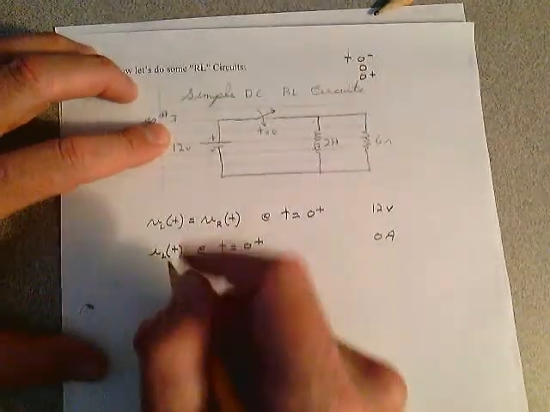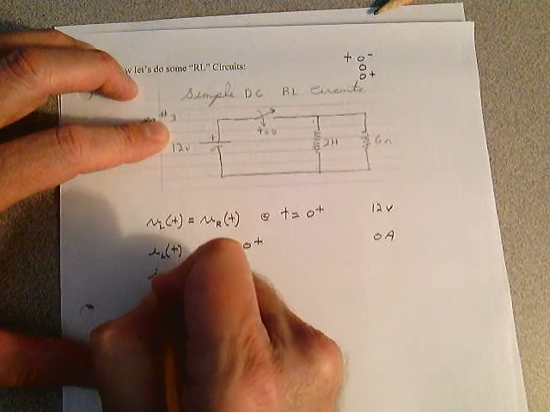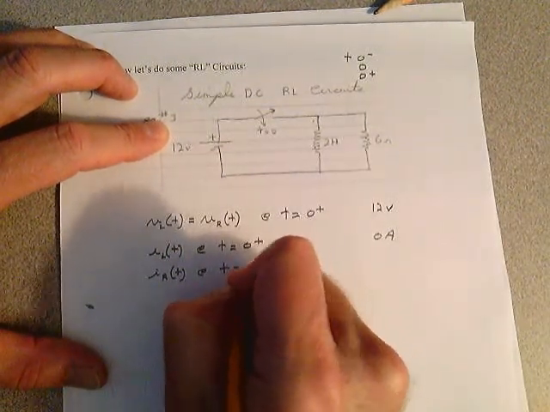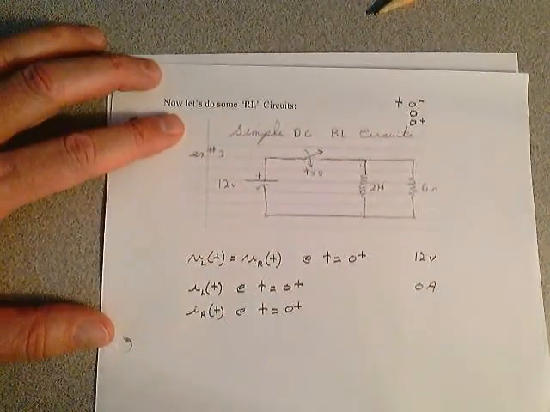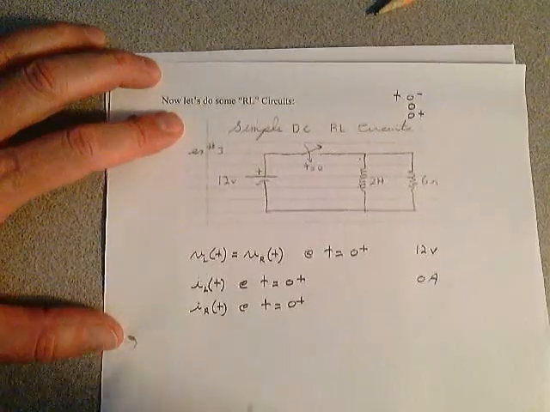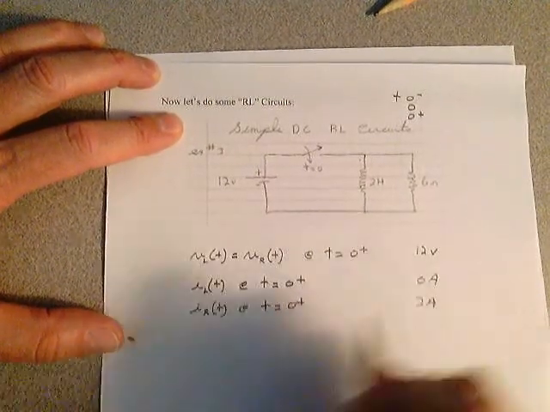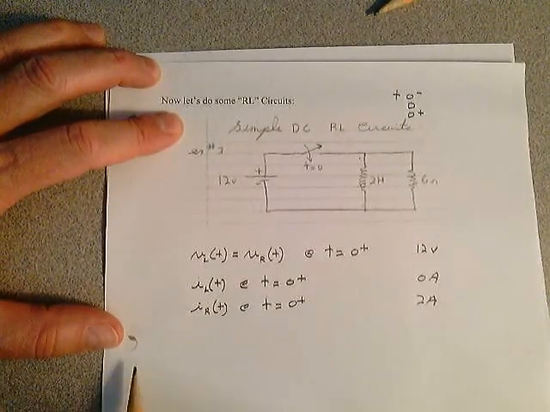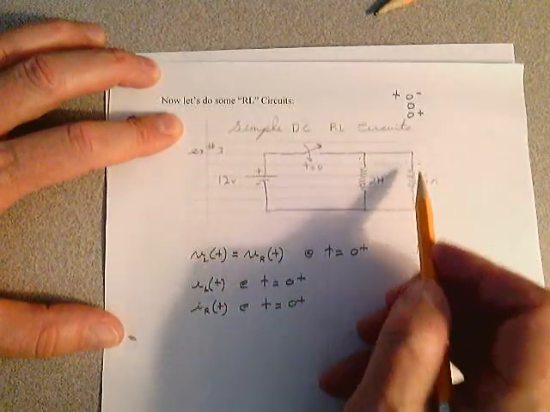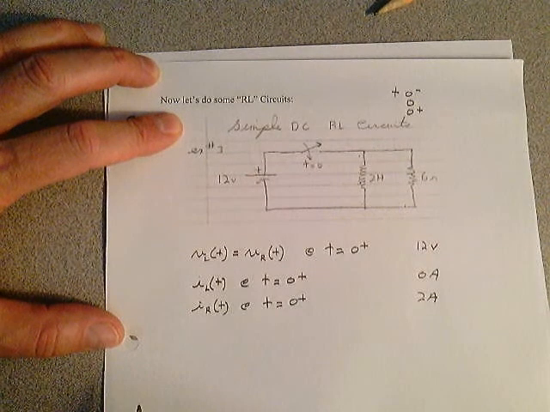So it's 0 amps. What's the current to the resistor with respect to time at t equals 0 plus? Think about that. Well, it's going to be 2 amps. And there's two ways you can explain that. I mean, there's 12 volts there. At t equals 0 plus, there's 12 volts at that point. There has to be 2 amps flowing through that 6 ohm resistor.